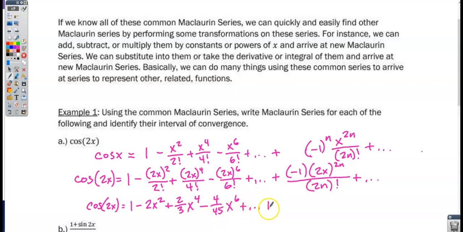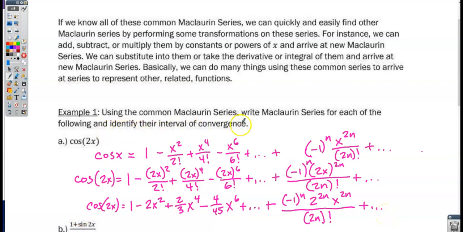And then with my general term, when I have something like 2x to the 2n, I prefer to split that out into 2 to the 2n, x to the 2n, because depending on how much I'm doing with this, I might want to deal with one of these individually. But there we go. There's a series for cosine of 2x.